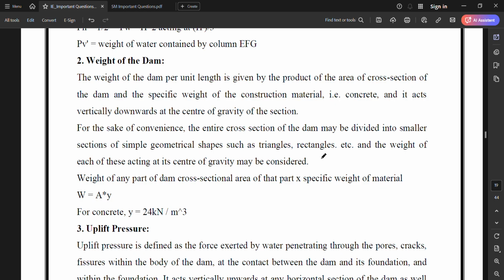For the sake of convenience, the entire cross section of the dam may be divided into smaller sections of simple geometric shapes such as triangular, rectangular, etc. The weight of each of these, acting at its center of gravity, may be considered. The weight of any part of the dam is the cross-sectional area of that part into the specific weight of the material. So W is equal to A into Y. For concrete, Y is equal to 24 kilonewton per meter cube.